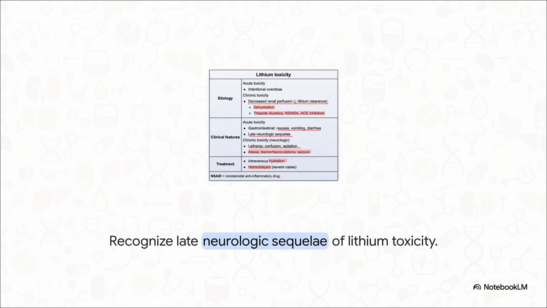Acutely, this decreased clearance shows up as gastrointestinal distress, but chronic toxicity presents with late neurologic sequelae. Think ataxia, lethargy, confusion, and tremors. Recognizing these signs means you need to initiate prompt intravenous hydration or even hemodialysis in severe cases.